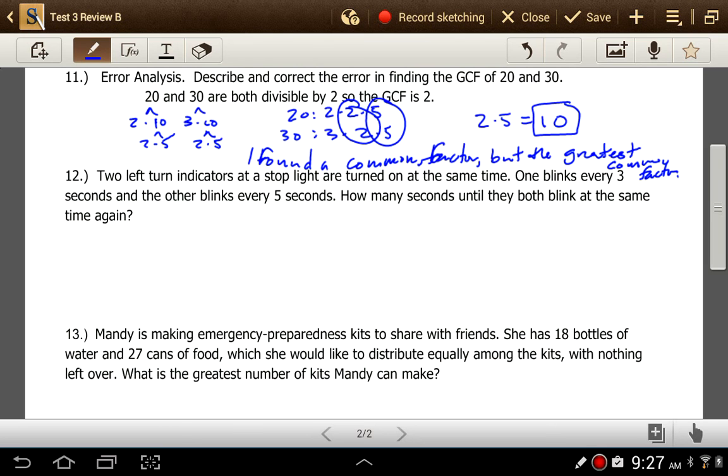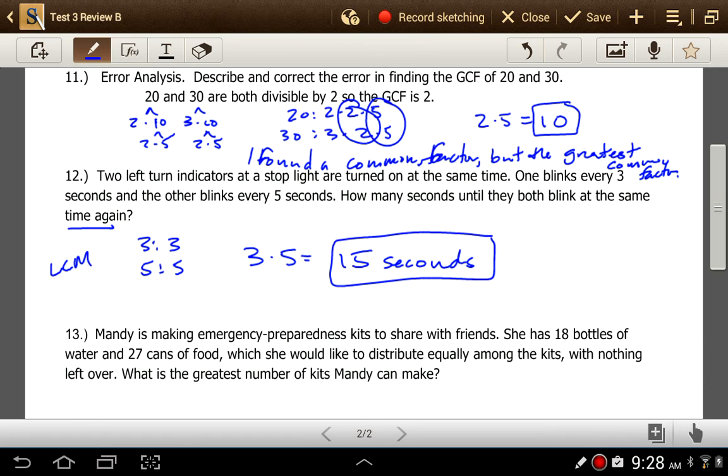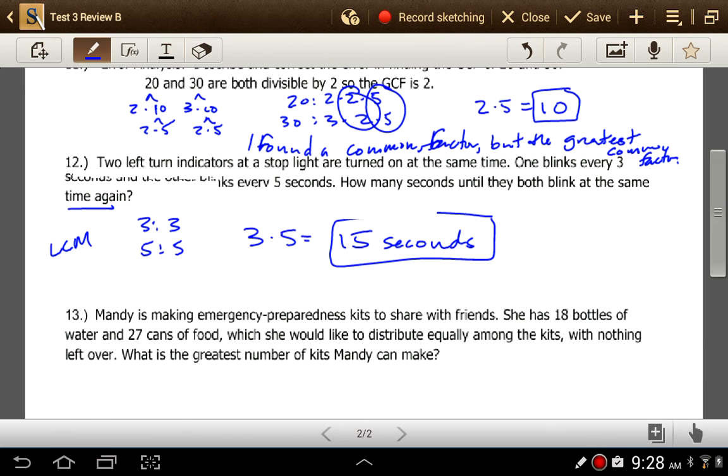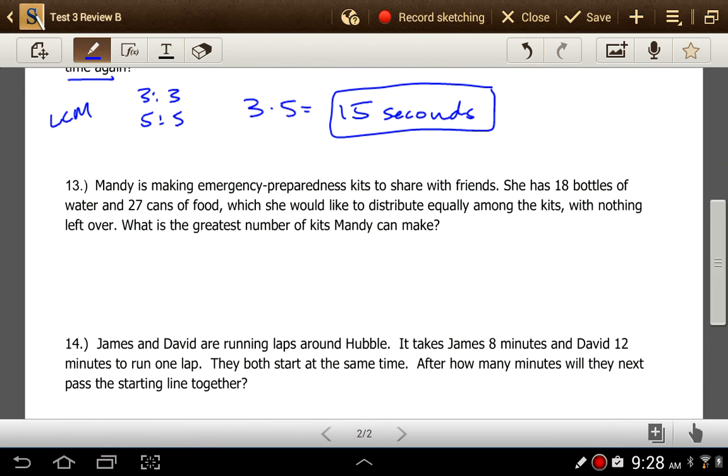Okay, this is an LCM problem. How many seconds until they blink at the same time again? So that's in the future. Think of the future as your multiples. So I'm going to do 3 is 3, 5 is 5, nothing in common, so I do 3 times 5. So that's 15 seconds. So they will blink every 15 seconds. Okay? Moving on to 13.